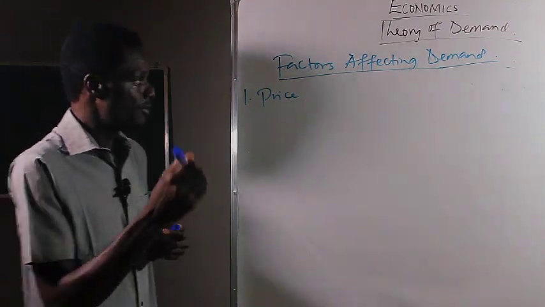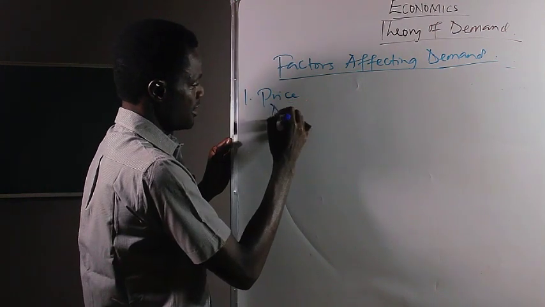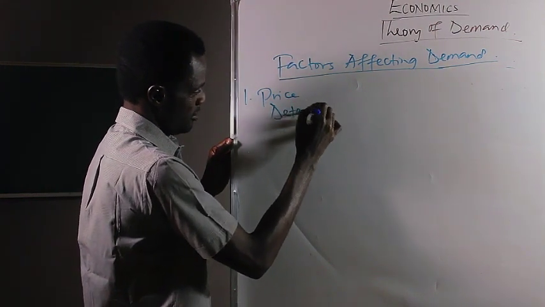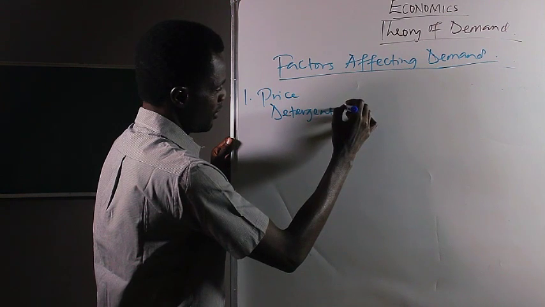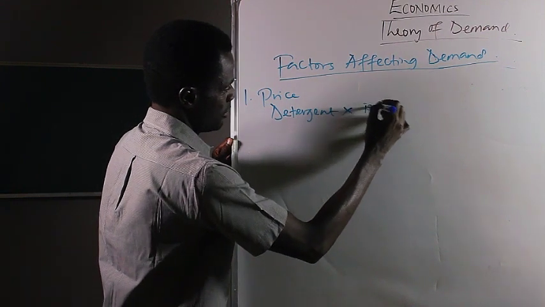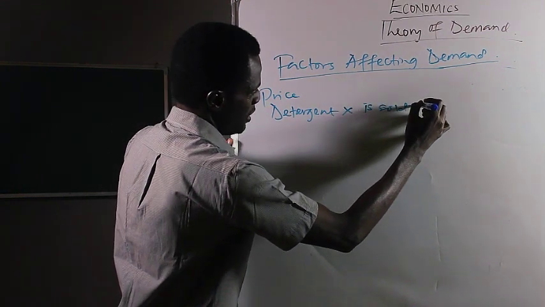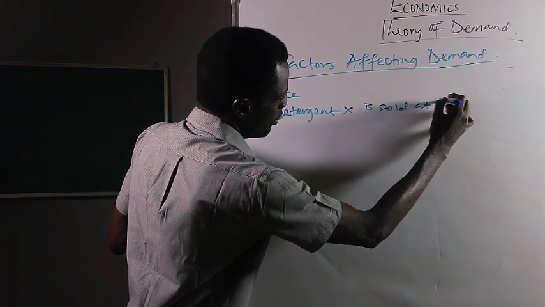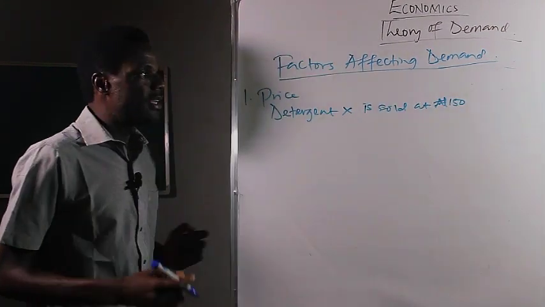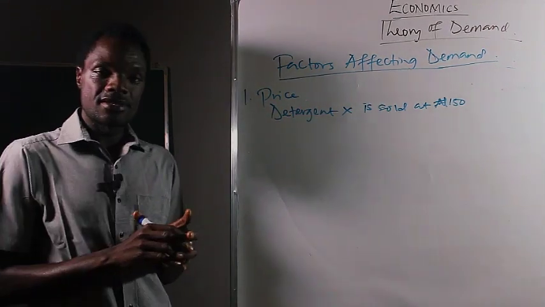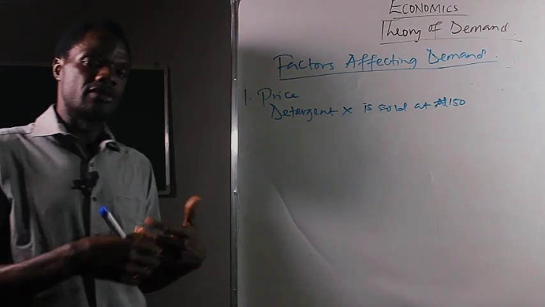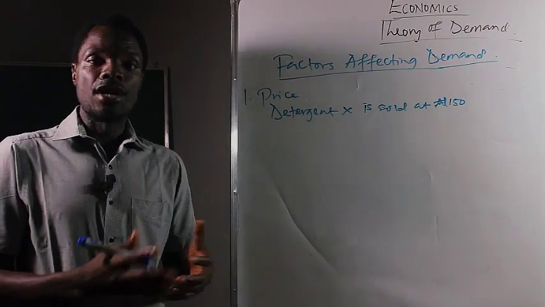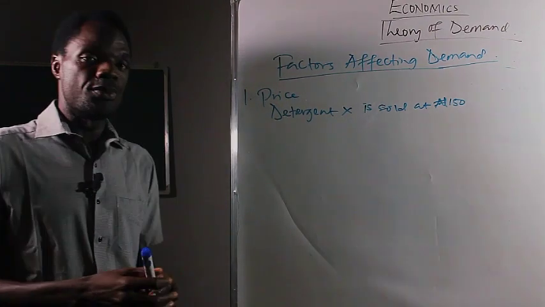For example, if a detergent powder X is sold at, let's say, 115 naira. So that is the price. So that price of the detergent has great influence on its demand, whether positive or negative.